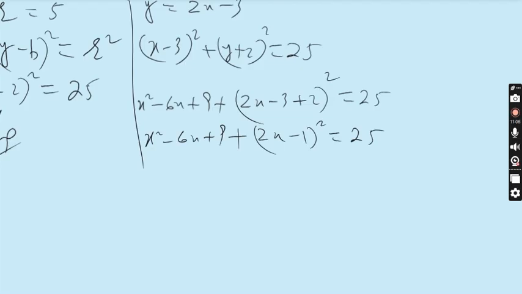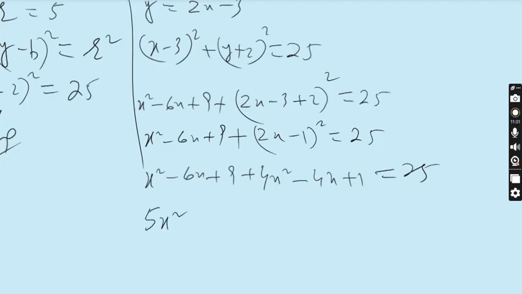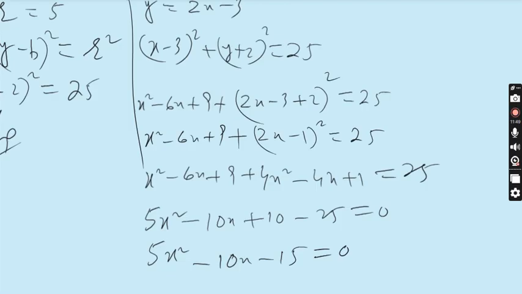Now x² - 6x + 9 plus, expand this by using (a - b)², so 4x² - 4x + 1 = 25. 4x² plus x² is 5x², minus 6x minus 4x is minus 10x. 9 plus 1 is 10, minus 25 is minus 15, equal to 0.